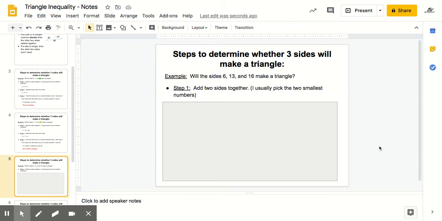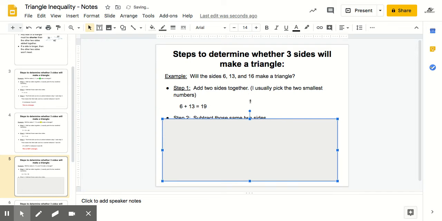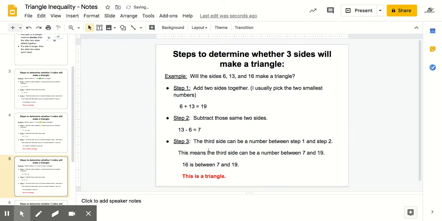Okay, next one. Will the sides 6, 13, and 16 make a triangle? Okay, we're going to add two sides together. I'm going to add 6 and 13. When I do that, I get 19. Step 2 is to subtract those same sides. So now I'm subtracting 13 minus 6, and we get 7. Now, our third side has to be a number in between 19 and 7. Is 16 a number in between 19 and 7? Yes, it absolutely is, which makes this a triangle.